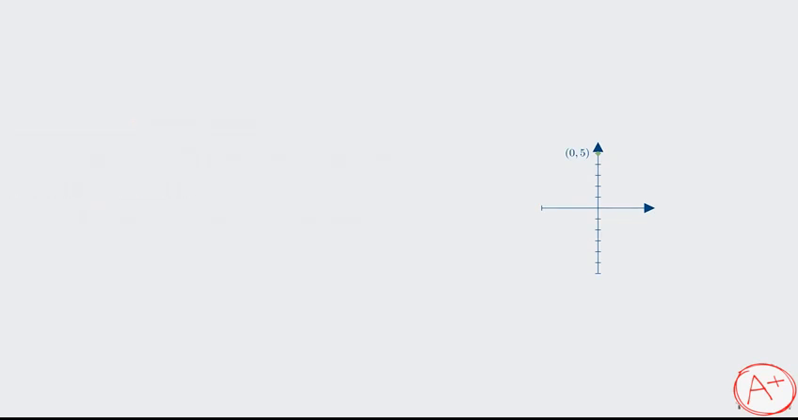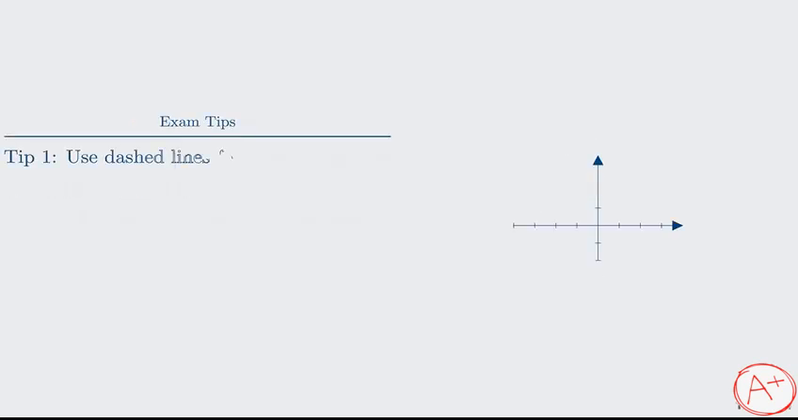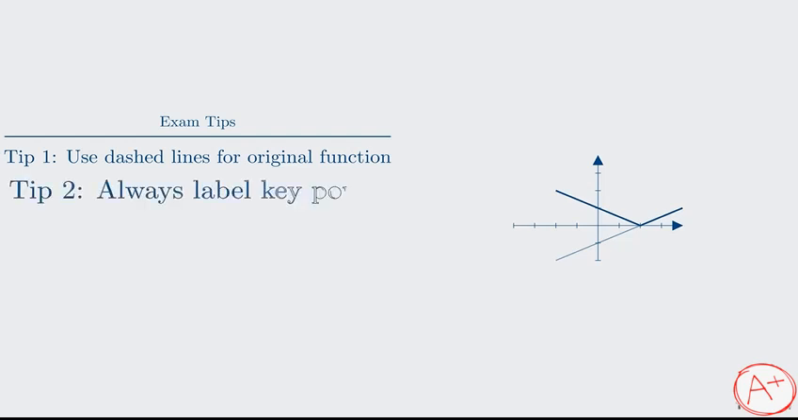Here are some top tips for your revision. When sketching, draw the original function with a light dashed line first, then draw the final modulus graph in a solid, bold line. This helps you maintain the correct shape and symmetry. Always label key points. Always label your intercepts and turning points with their coordinates. Even if your sketch isn't perfectly to scale, correct labels can save your marks.